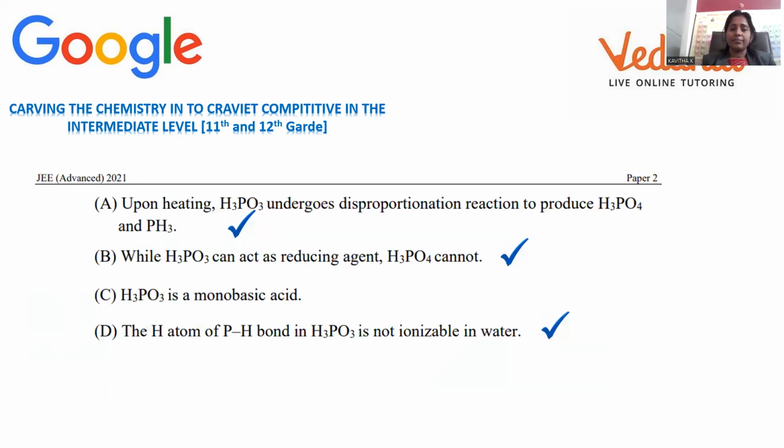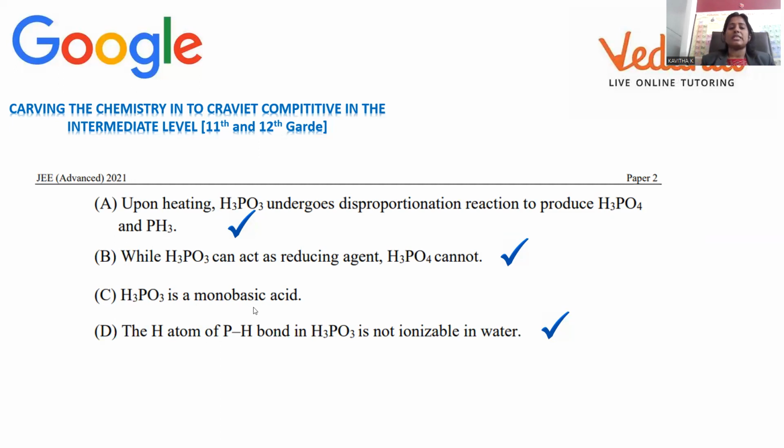Okay, what they are saying: H3PO3 acts as a reducing agent. It is perfectly correct. H3PO4 cannot. It is also correct, because in H3PO4 we have the highest oxidation state around the central phosphorus, so it is not able to oxidize. Whenever it is not oxidizing itself, it will not act like a reducing agent. So it is correctly explained. So option B is also a correct answer.